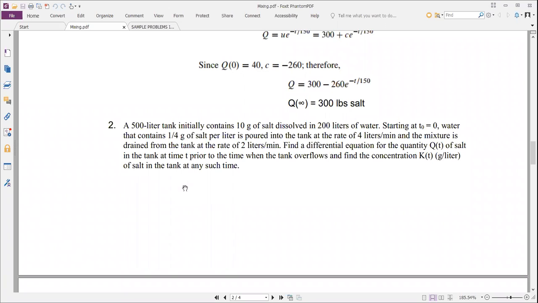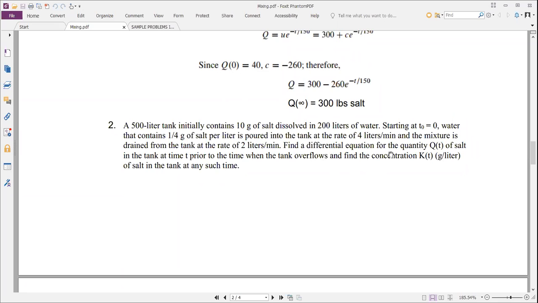A 500-liter tank initially contains 10 grams of salt dissolved in 200 liters of water. Starting at time 0, water that contains 1/4 grams of salt per liter is poured into the tank at the rate of 4 liters per minute, and the mixture is drained from the tank at the rate of 2 liters per minute.